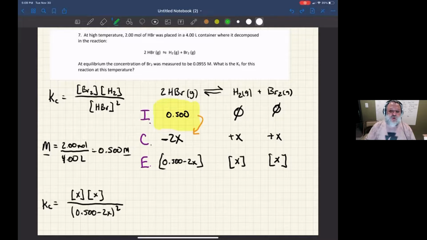Okay, so in a lot of problems, now that you've got this far, you're going to have to figure something out. In some problems, I'll actually give you the equilibrium constant. In this problem, I give you something else. I give you the value of X. I'm telling you that the concentration of Br2 is 0.0955. So then that must mean that X is that number. And if X is that number, then the concentration of H2 is also 0.0955. And I know what to plug in here in the denominator as well for HBr.